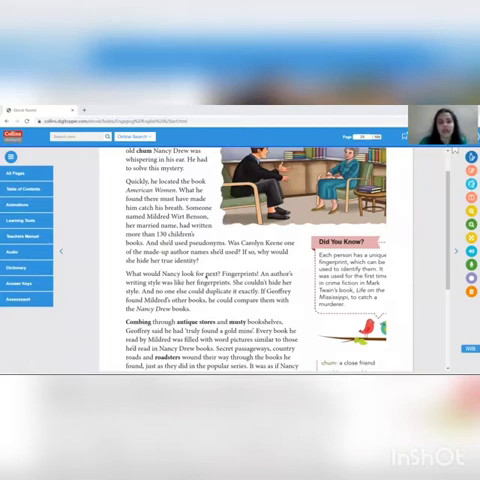what would Nancy look for next? Footprints. An author's writing style was like her footprints. Okay, and now footprints or fingerprints. What are the fingerprints of footprints? How many of you know that?